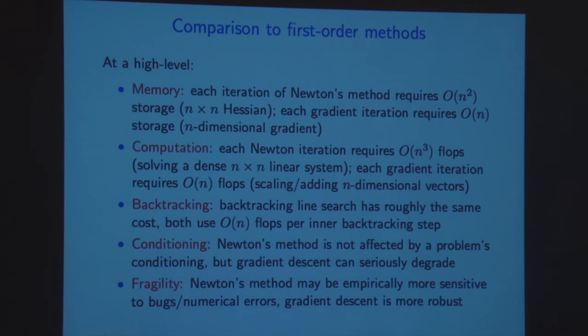Backtracking has about the same cost with the two methods. Each inner iteration of backtracking is order n. There's not much difference there. You can see that because we've already computed the Newton step before we do backtracking.